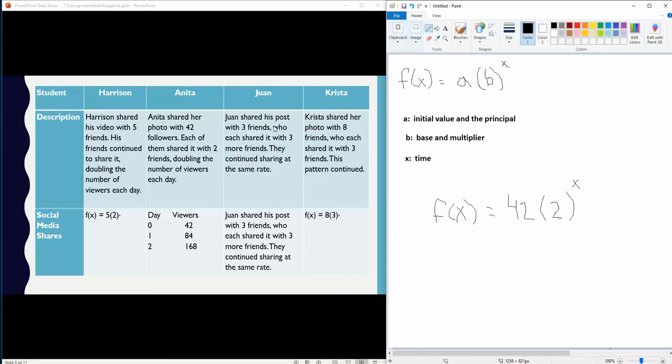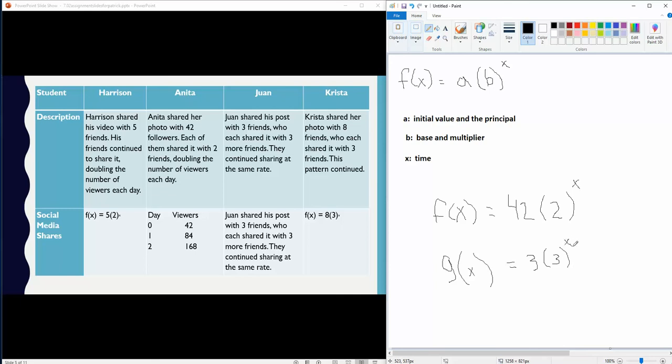Juan shared his post with 3 friends. And I'm going to say for Juan, I'm throwing up g of x, just a different function notation. And then they shared it each with 3 friends. There's that word each, which means multiplier. So yeah, he's starting out with a lot less friends, but his multiplier is greater. Each friend's sending it and sharing it with another 3.